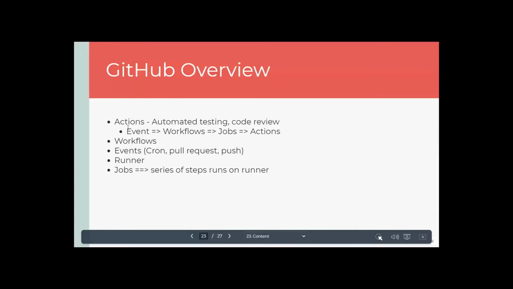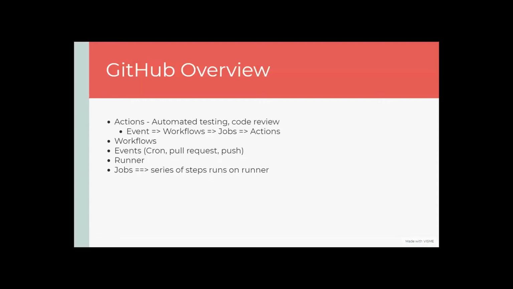Okay, so for example, the event. An event means when you are pushing your code from your local machine to the Git repository, so that is one event. And one more thing is when you are creating a pull request from one branch to the master branch, that is also one event. So when a particular event happens, for example when you are pushing the code, that is the push event.